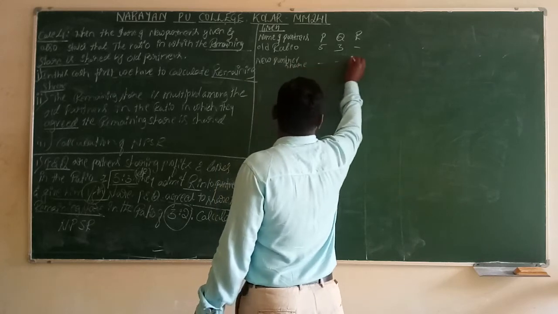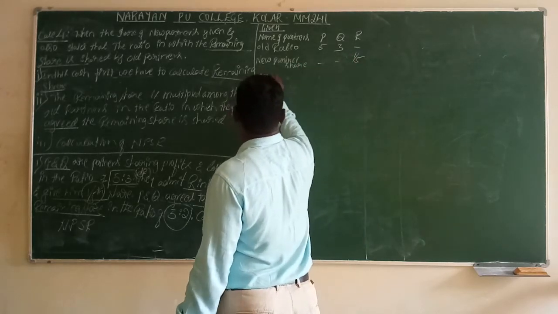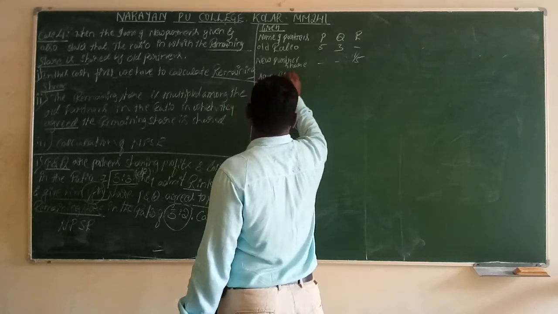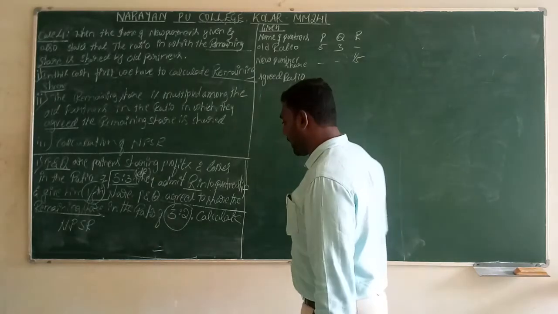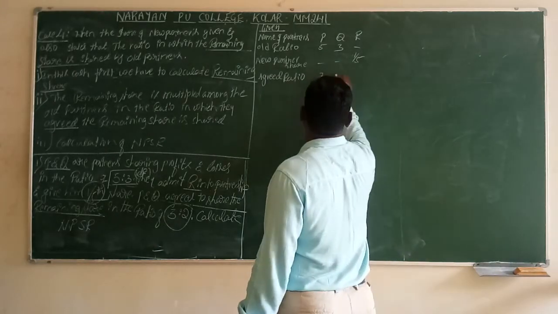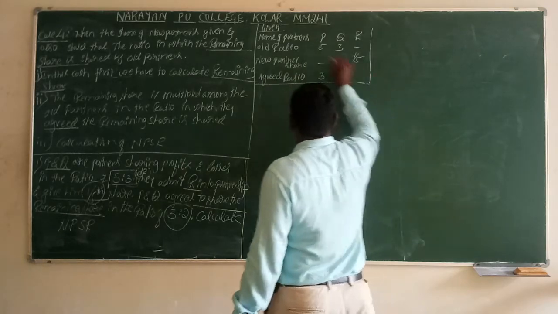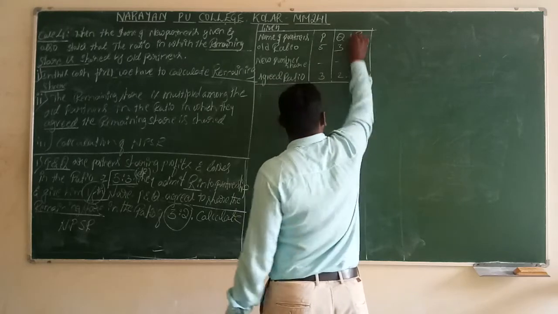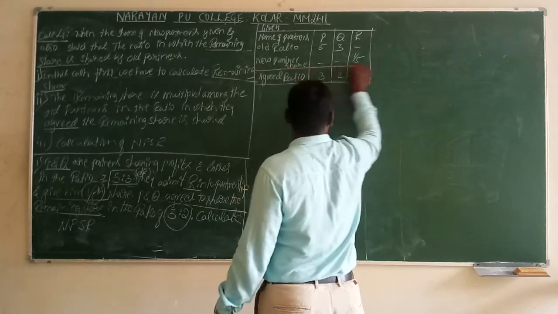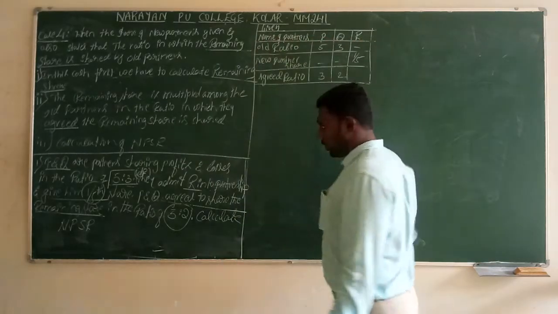That is 1/5 they are given, and also they are given the agreed ratio. That is, P and Q only agreed to share the remaining share in the ratio of 3:2. So now we have to calculate the new profit sharing ratio. This is the content which is available in our question. With the help of this, we have to calculate the new profit sharing ratio.